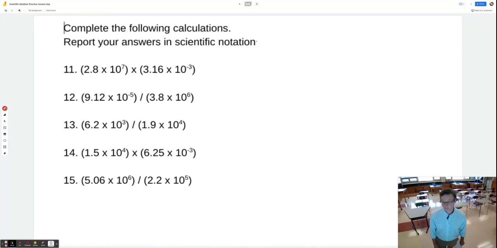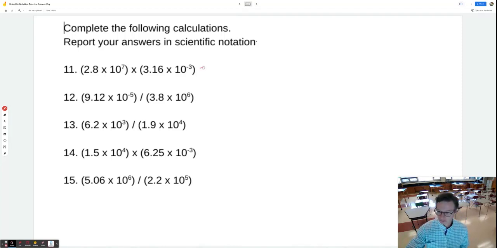This is multiplication and division. So remember, with multiplication, you're going to multiply your coefficients and then add the exponents. If it's division, you divide the coefficients and then subtract the exponent. So you subtract the second exponent from the first, or if you set it up as a fraction, you subtract the bottom from the top. So let's take a look at these.